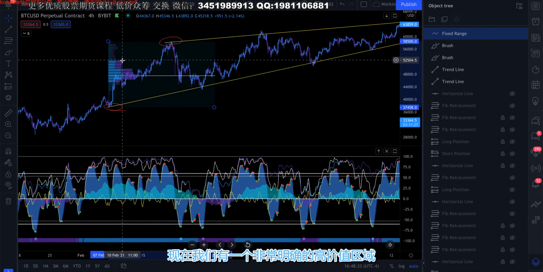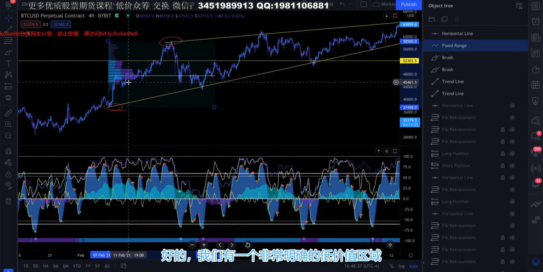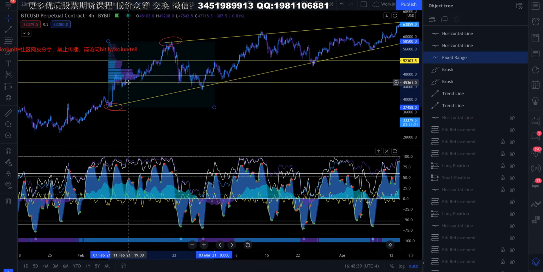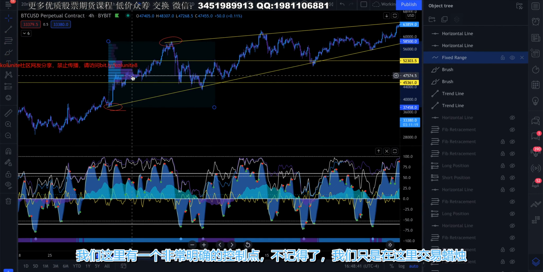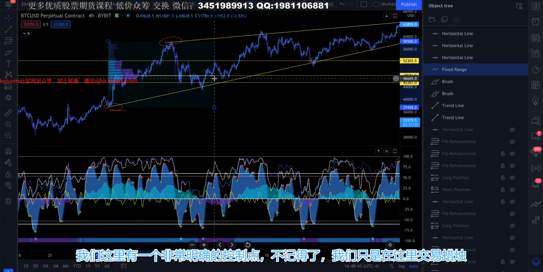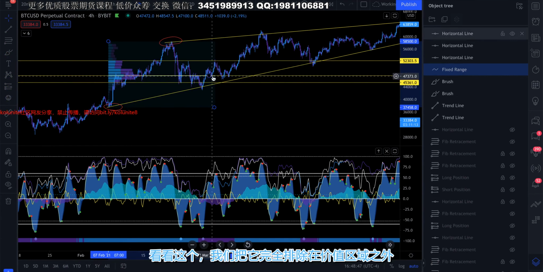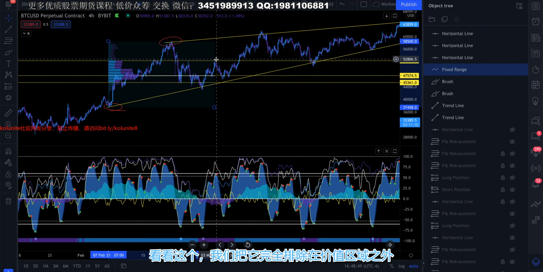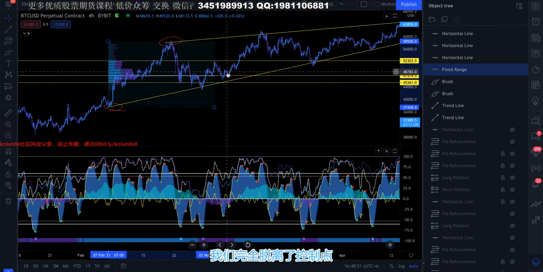Now we have a very clear value area high. Okay? We have a very clear value area low. We have a very clear point of control right here. Now remember, we're only trading right to this candle here. Look at this. We come up, we reject perfectly off the value area high. We come down, we bounce perfectly off the point of control.